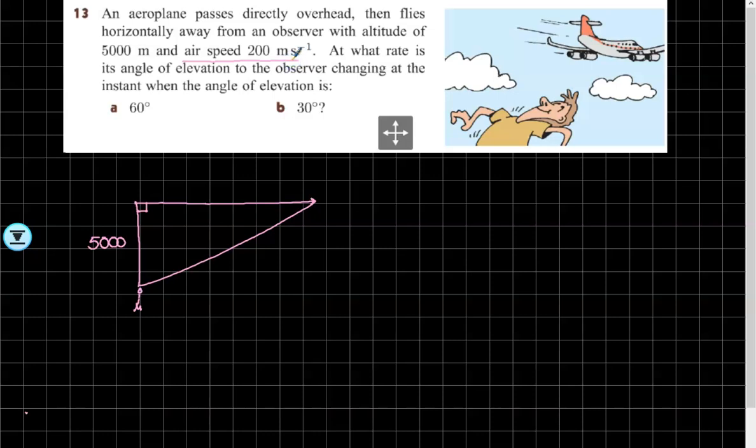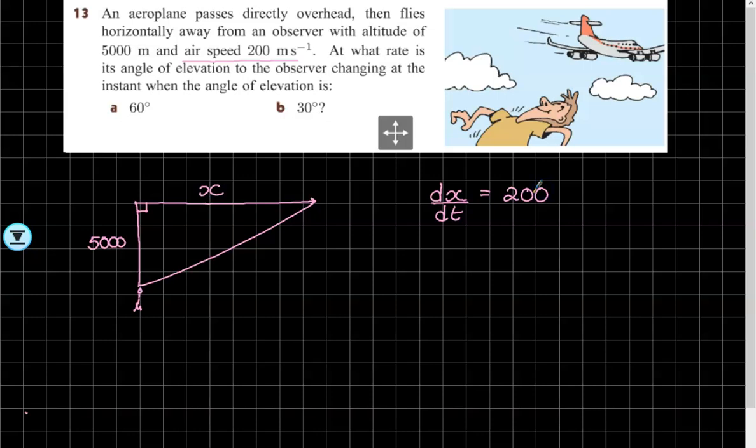The air speed is 200 meters per second. So that is going to tell you it's flying here. We're going to call this the x, and so that is increasing, dx by dt, is 200. Happy with that? Right, what else?